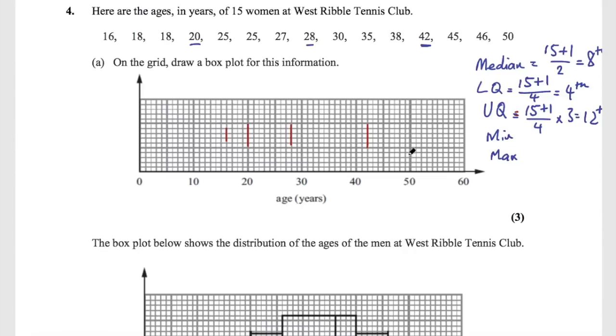And the maximum is 50. So draw another line at 50. And then we just have to draw the box. So the box goes around the median and the quartiles. And then we have to draw the whiskers, which go from the end of the box to the minimum and maximum. Okay, so there you have your box plot representing that information.